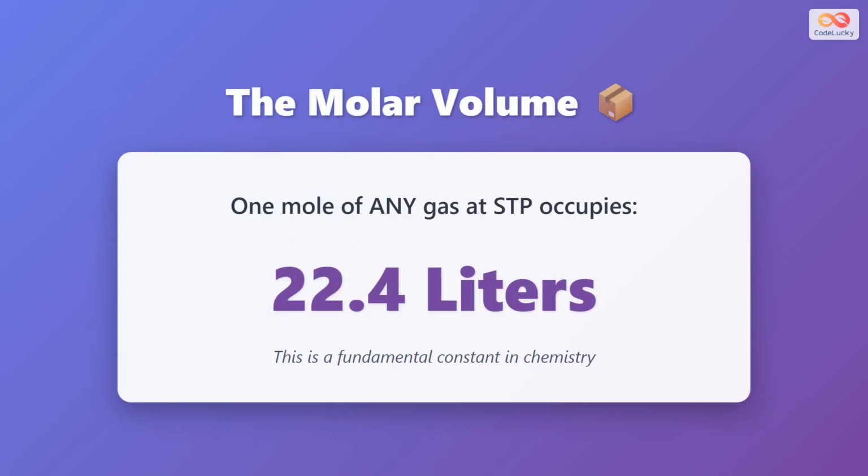Here's the key concept you need to remember. 1 mole of any gas at STP occupies exactly 22.4 liters. This is called the molar volume. It doesn't matter which gas you're talking about, whether it's oxygen, nitrogen, helium, or carbon dioxide. As long as you have 1 mole of gas at standard temperature and pressure, it will always occupy 22.4 liters of space. This is one of the most important constants in chemistry.